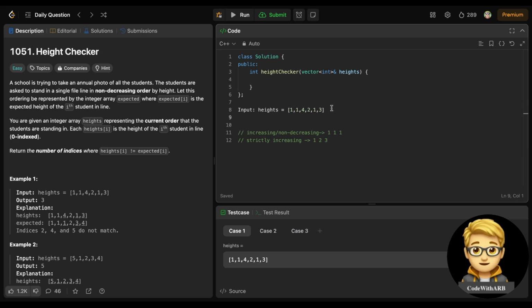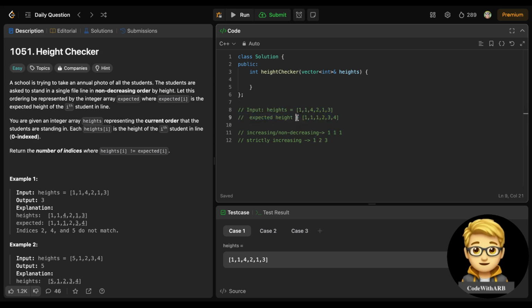So the expected height is 1, 1, 2, 3, 4, 4. Sorry, 1, 1, 4, 2, 1, 3 is the given array, and the expected should be 1, 1, 1, 2, 3, 4. This should be the expected height in increasing order, right? So here we need to find the total number of indices where heights[i] is not equal to expected[i]. It means at the specific positions where these two are not equal.